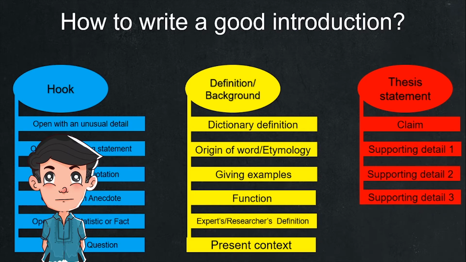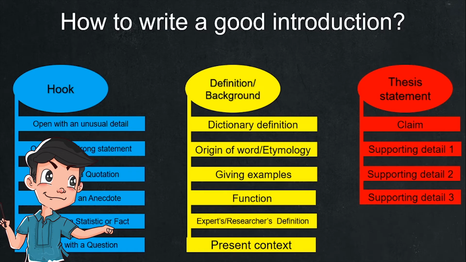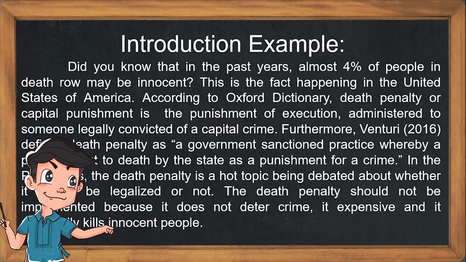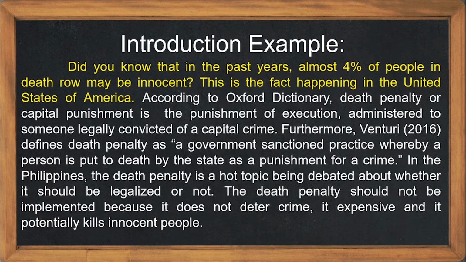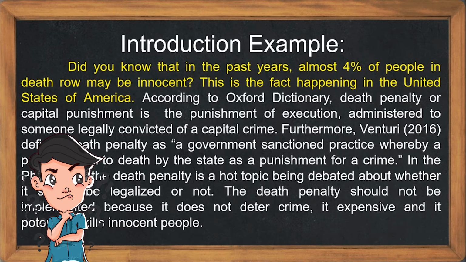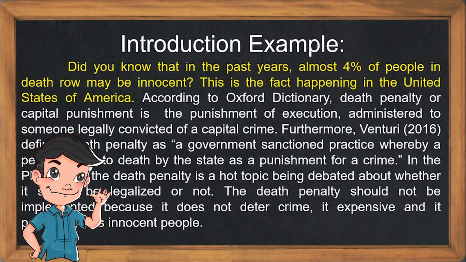And of course, we've already discussed what a thesis statement is, and it is usually composed of the claim and 3 supporting details. So for example, this is our introduction. So as you can see, the first sentence is actually our hook. Did you know that in the past years, almost 4% of people in death row may be innocent? This is the fact happening in the United States of America. As you can see here, I used a statistic, which is 4%, and of course, an unusual detail, which is this is the fact happening in the United States of America.